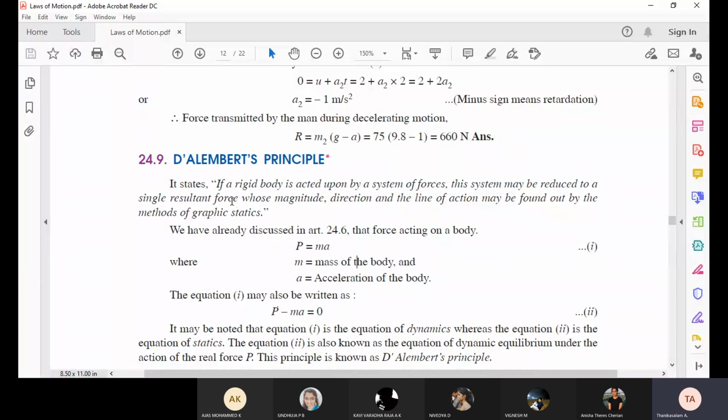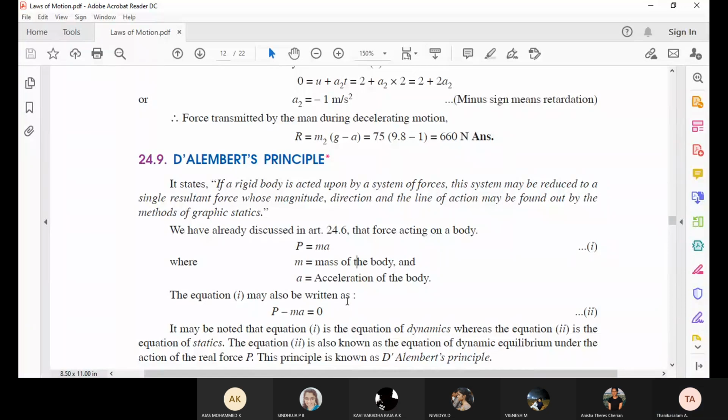Okay, that is a statement. It states that if a rigid body is acted upon by a system of forces, the system may be reduced to a single resultant force whose magnitude, direction, and line of action may be found out by the methods of graphic statics. Or, simply, you can write F minus ma equal to 0.